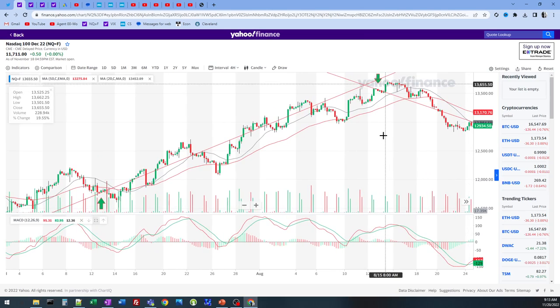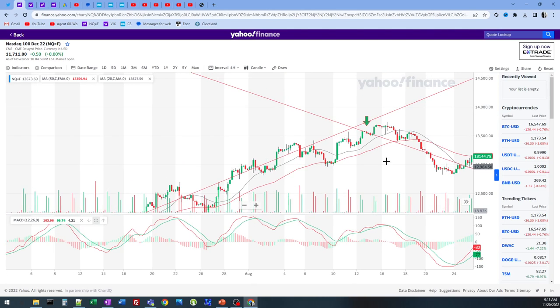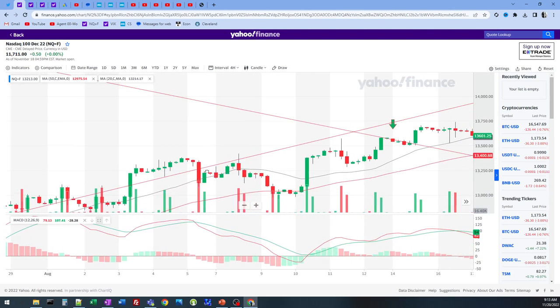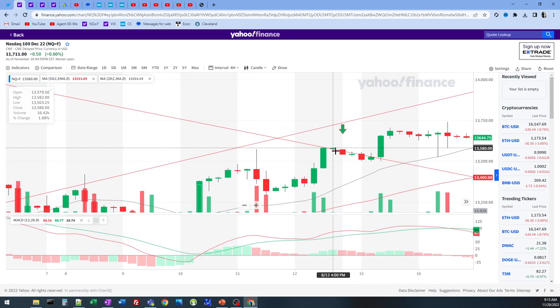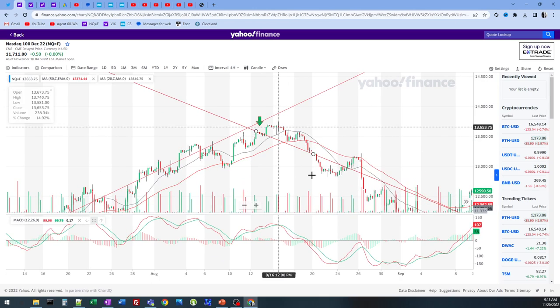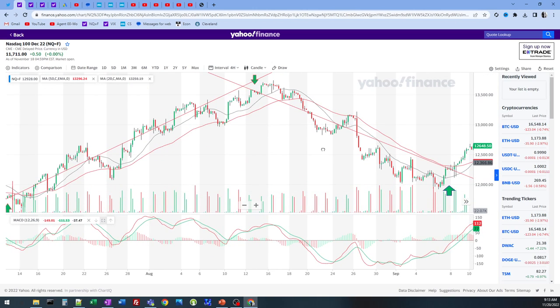Okay, now let's go to the top. The infamous date is August 16th here. Let me zoom on in. And what do we have yet again? Green, red, green, red, green. And I decided to draw another trend line through that because it just fits perfectly. And what happens after this red, green? Here comes the big move down.